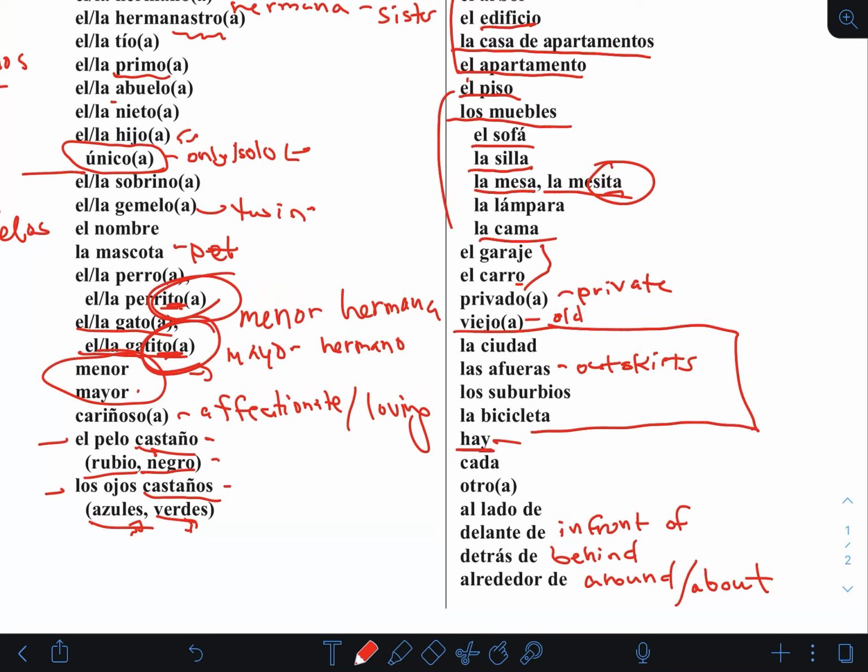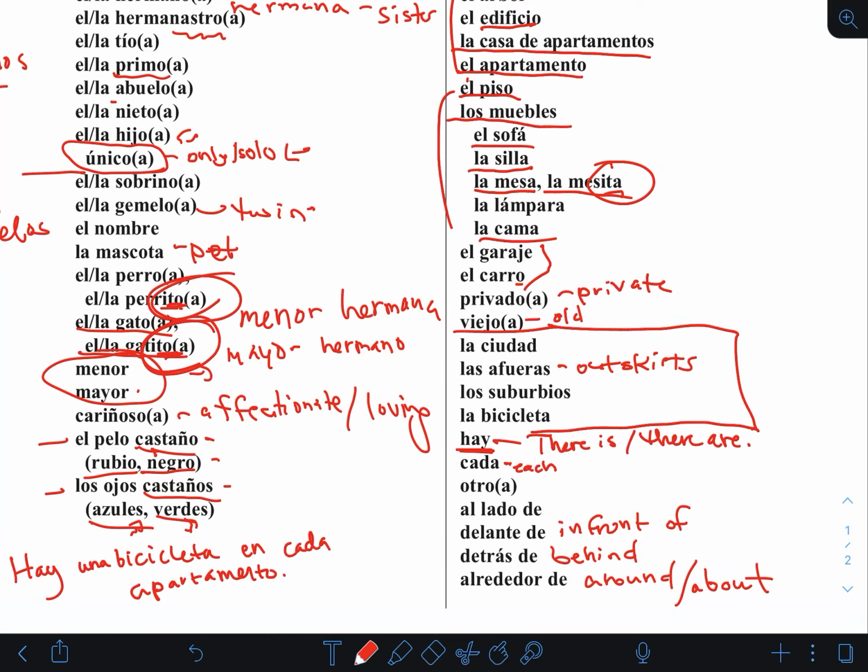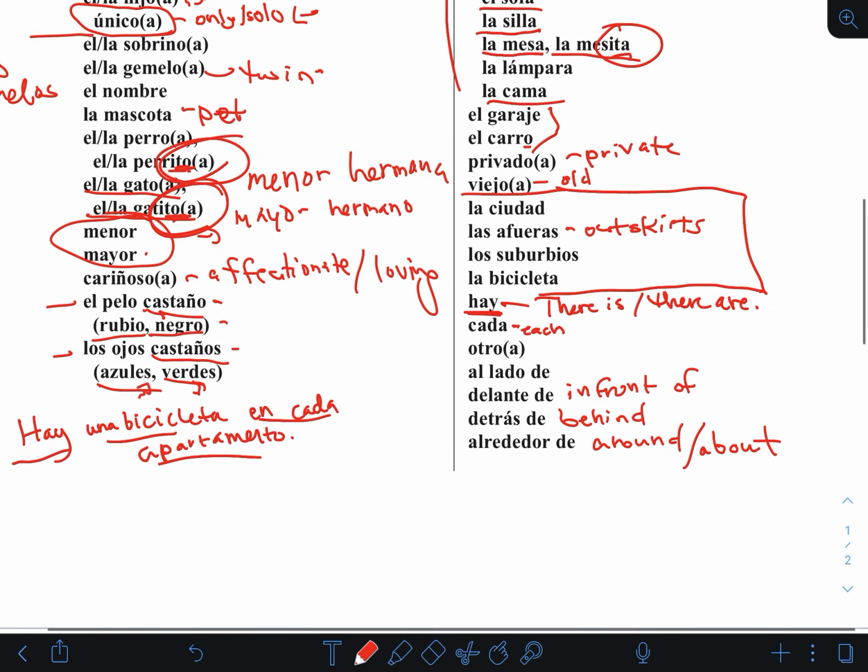If you have me in middle school Spanish, if you don't know this word, then I'm kicking you out of class. Hay means there is or there are. Okay. Cada means each. So I'm going to use this in a sentence, actually. Una bicicleta en cada apartamento. This would be cool. So there is a bicycle in each apartment. Okay, not true, but that'd be sweet.